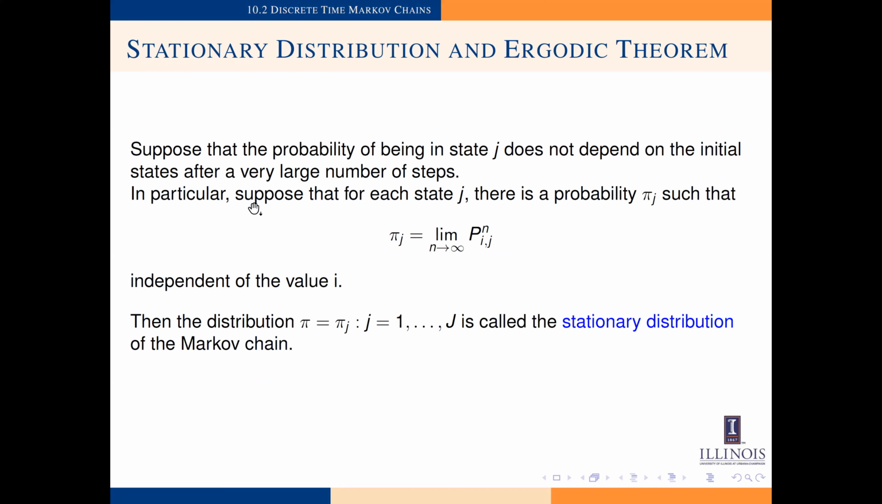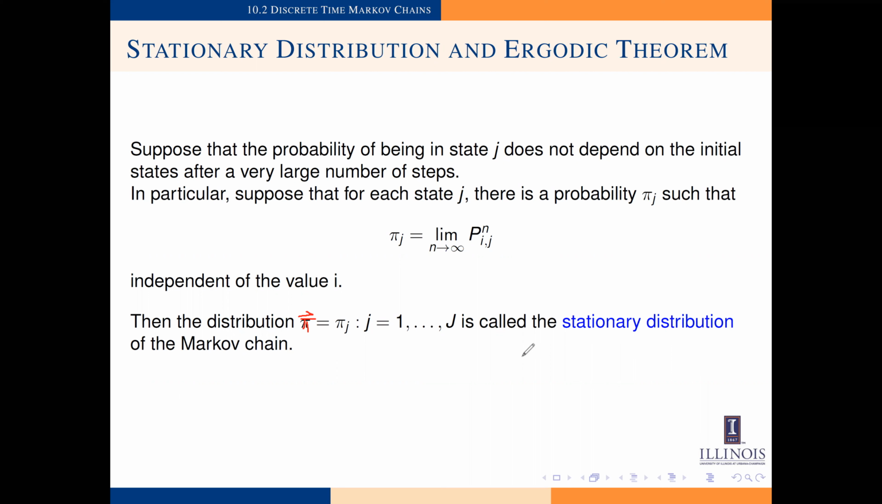Then the vector pi, a bold pi, which has a total of j entries, the jth entry called pi_j, is called the stationary distribution of the Markov chain. In other words, that's what our x converges to as the time points get larger and larger.